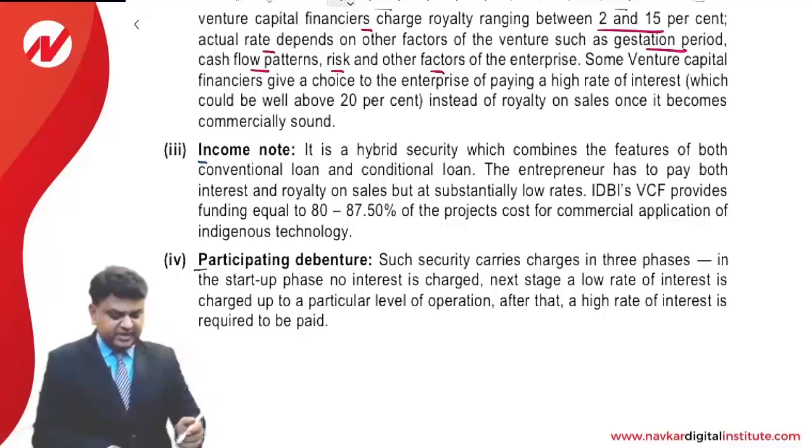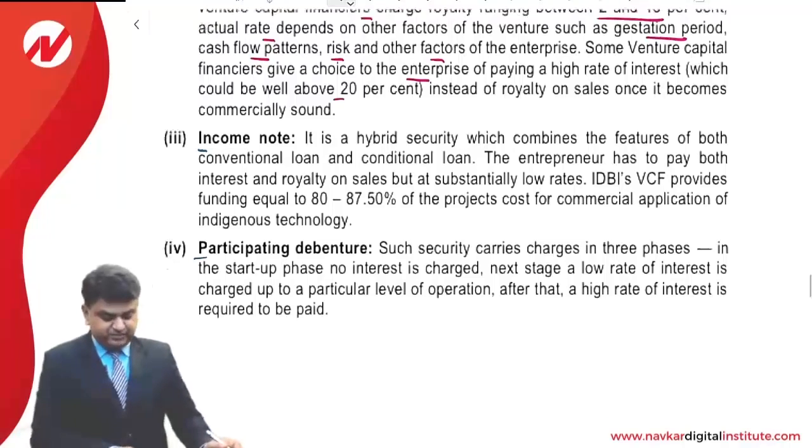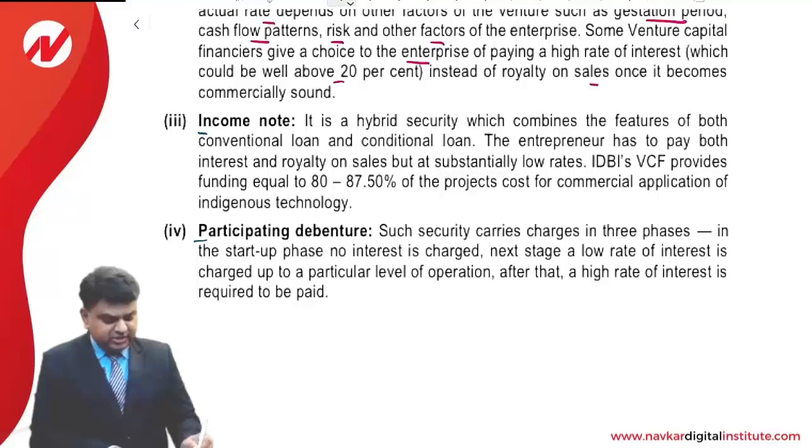Some venture capital financiers give a choice to the enterprise of paying a high rate of interest, which could be well above 20%, instead of royalty on the sales once it becomes commercially sound.